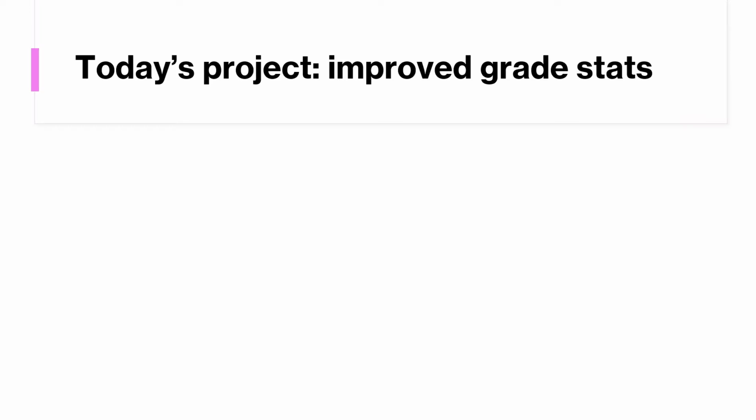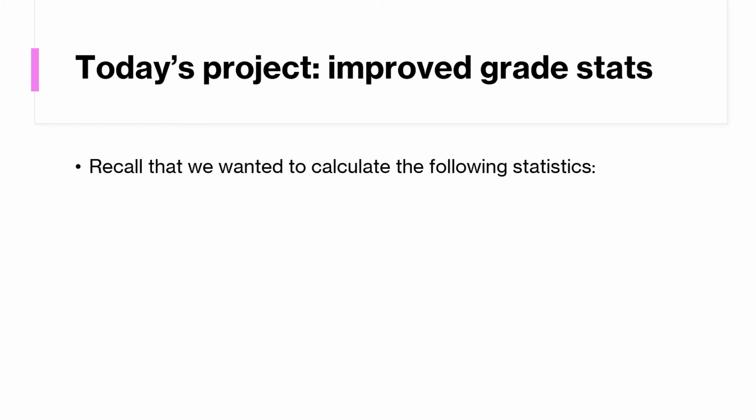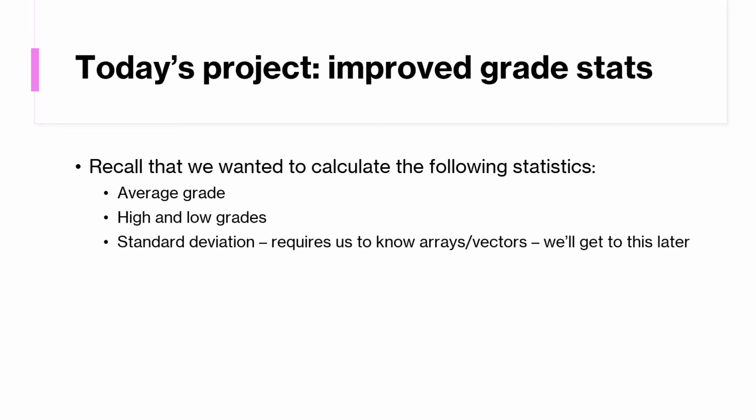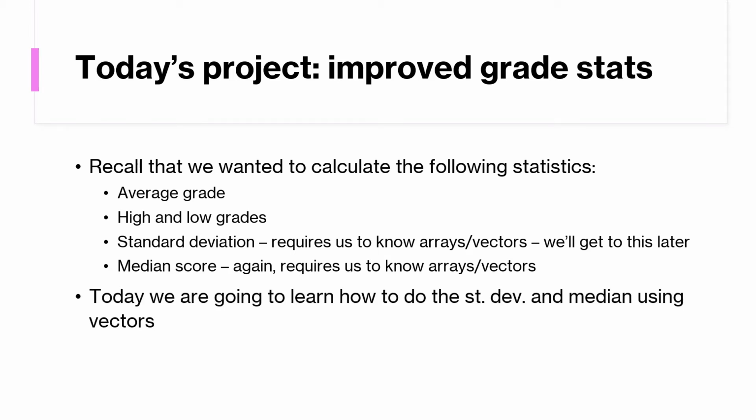So today's project is an improved version of the grade stats program. If you recall, what we wanted to calculate before was average grade. We did that. High and low grades. We did that. Standard deviation. We mentioned that we needed to know arrays and vectors. And median score. We mentioned again that we needed to know arrays and vectors. Well, guess what? Today we're going to learn how to use vectors. So we're going to learn how to do the standard deviation and the median.